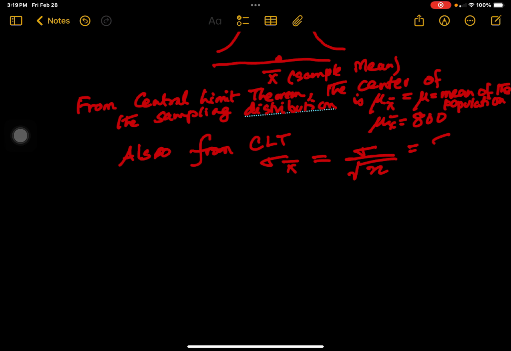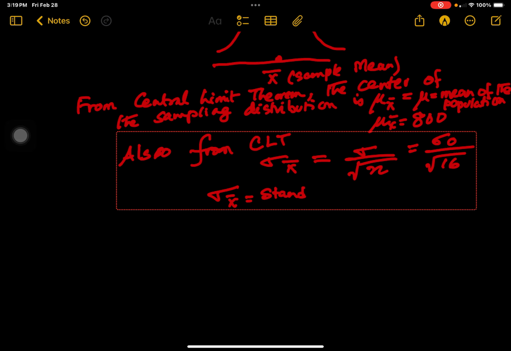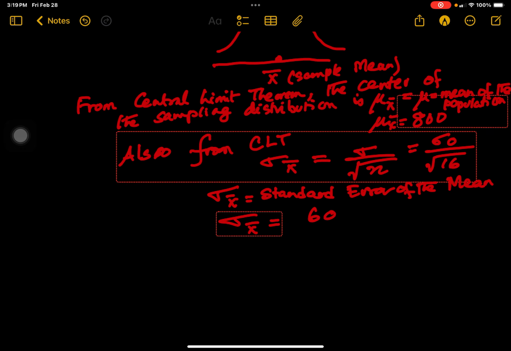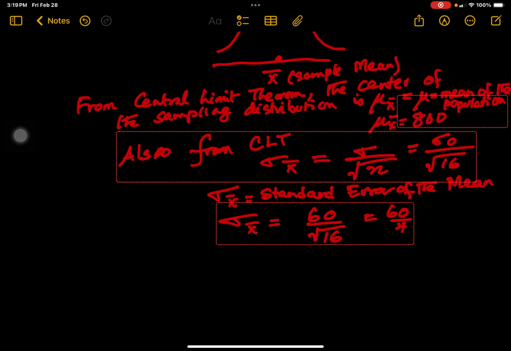So the standard deviation of the population is 60, that is divided by the square root of the sample size, square root of 16, and sigma x bar, which is also called the standard error of the mean, is equal to 60 divided by square root of 16, or 60 divided by 4, since the square root of 16 is 4, is 15.